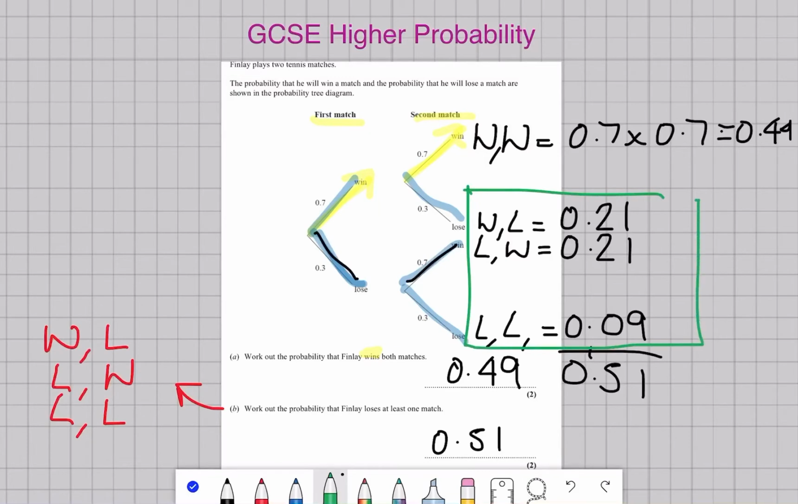Now, the other way I could have done that is I know that these are the three outcomes that are not win and win. So if that's the four possible outcomes, in order to work out these ones, the whole of this must add up to 1. So I could have done 1 minus the 0.49 to get 0.51. So either method would work.